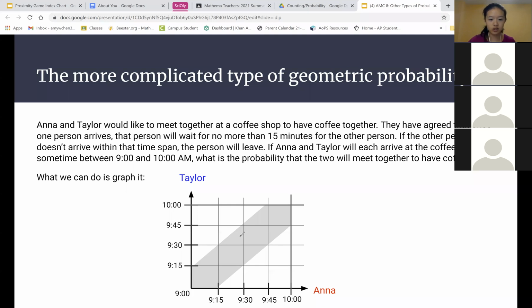For example, if you choose a random point here, then these times should be less than 15 minutes apart. So we now have this graph representing all the times that the two girls could arrive and also all the total possible times. How does this help us calculate the probability? Well, the probability is just the area of this gray area divided by the total area of this graph.